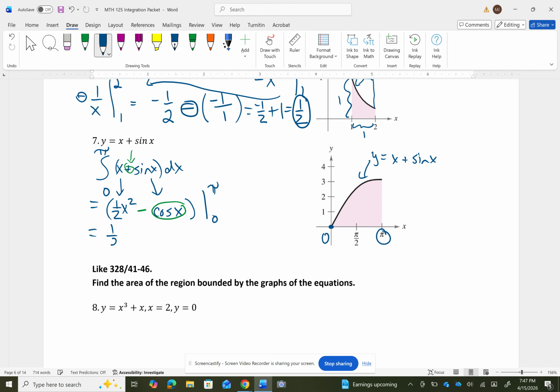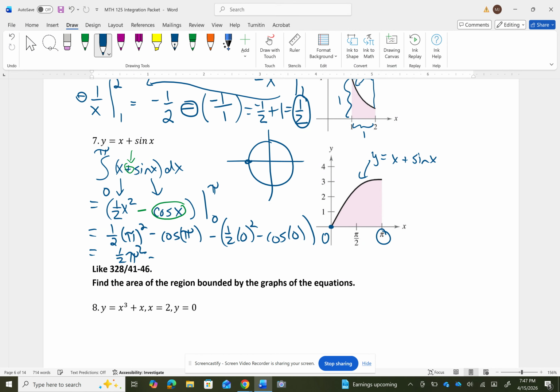Okay, so I'm going to plug in a pi for x in both of those, and then subtract what happens when I plug in a 0. You don't always get a 0 when you plug in a 0, so be careful. So here we get a 1/2 of pi squared. Okay, cosine of pi, that's over here, would be a -1.